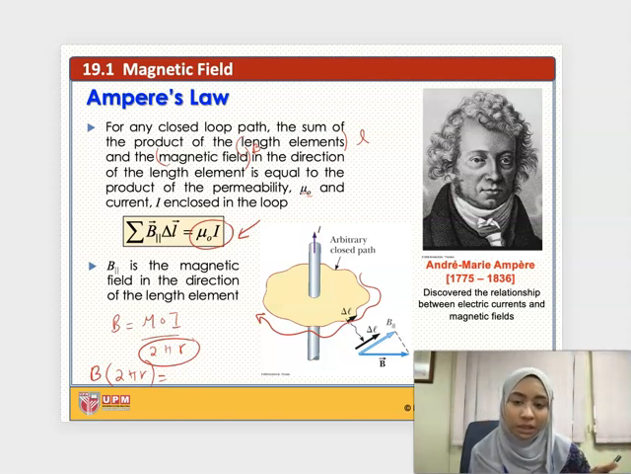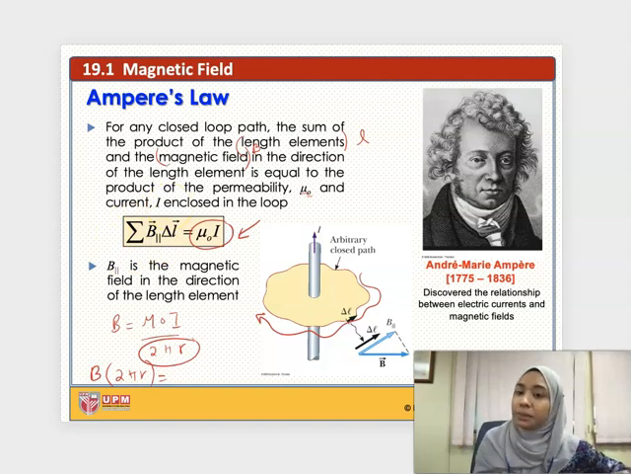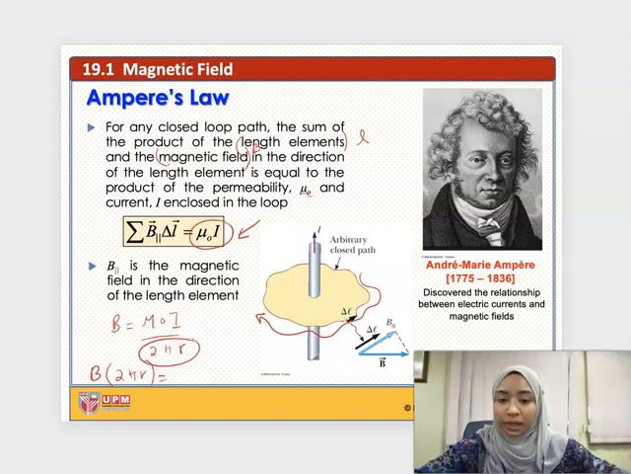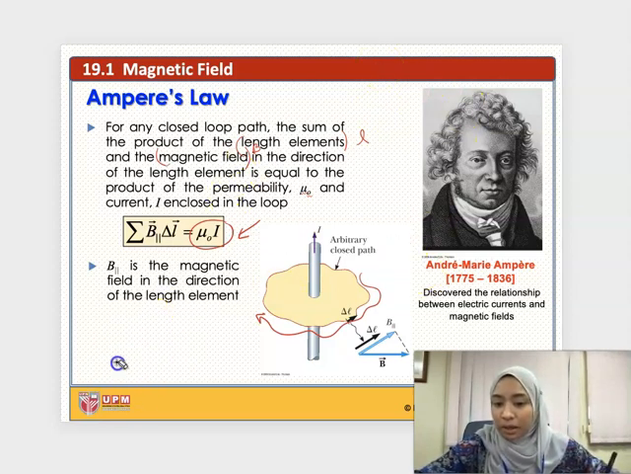So Ampere's law is actually a type of integration. As you can see here, there's a sum, and a sum is usually related to integration. However, we're not going to cover the integration part because we'll learn that in advanced physics or a physics degree. It's pretty interesting, but it's not going to be covered in the syllabus. So that is how Ampere's law is related to our equations for magnetic field.